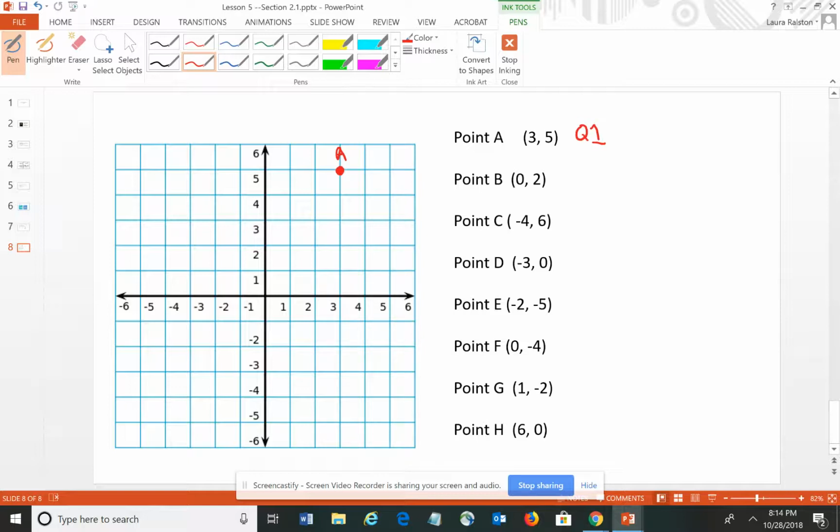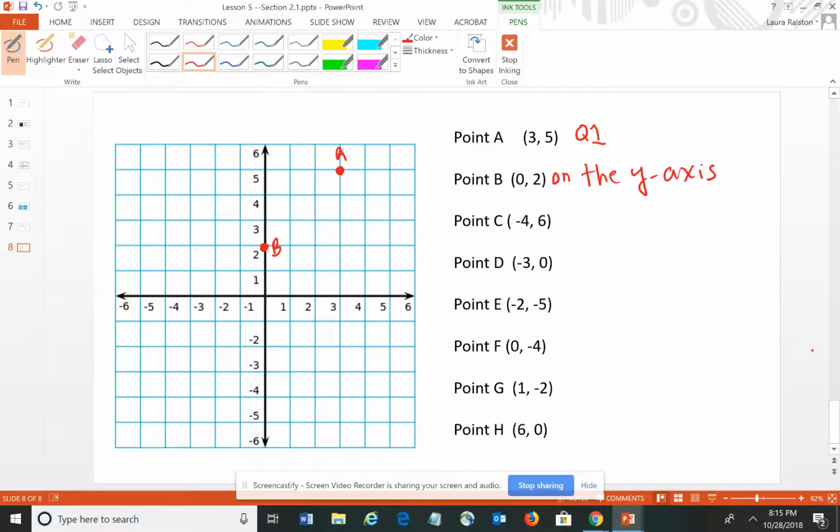Point B is 0, 2. 0 indicates not to move any left or right, no units left or right, but then to move 2 units up. So that's point B. And point B is actually on the y-axis.